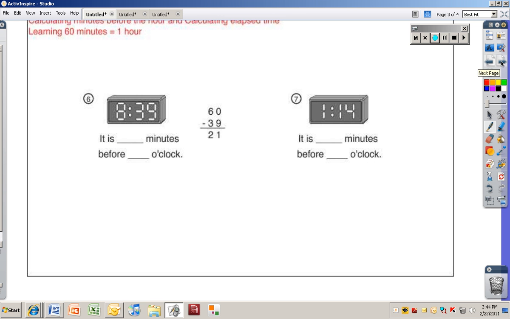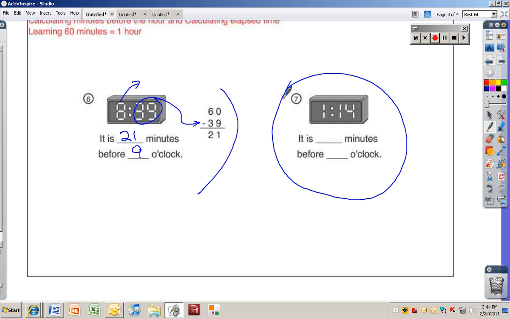All right, next part. Here is a clock at 8:39. It says it is blank minutes before blank o'clock. If it's 8:39, what hour is coming up next after 8? 9. So it's some minutes before 9 o'clock. Now how do I figure out how many minutes it is? Well, I take the 39, and there's 60 minutes in an hour, right? So 60 minus 39 is 21. So it's 21 minutes till the next hour. You're going to do the next problem the same way, right here. So pause the video, try it out, and then turn it back on when you're ready for the answer.